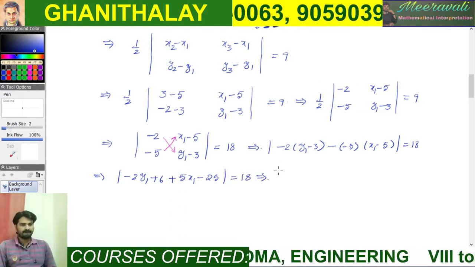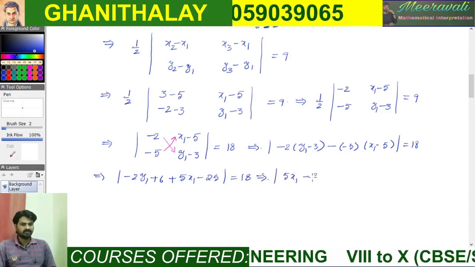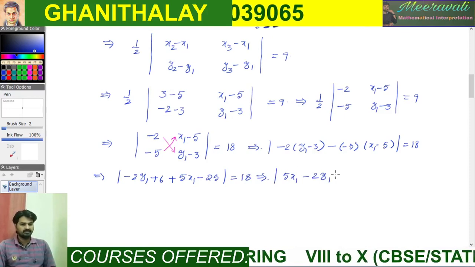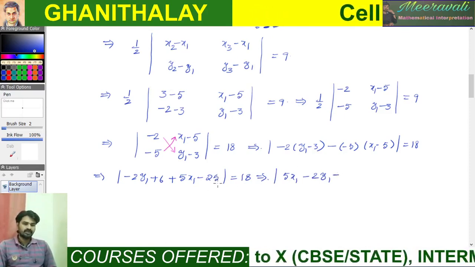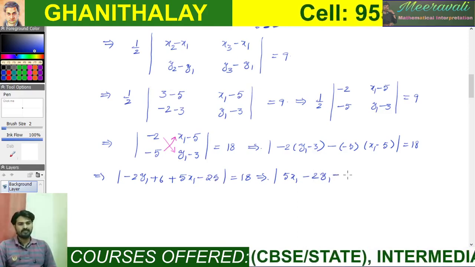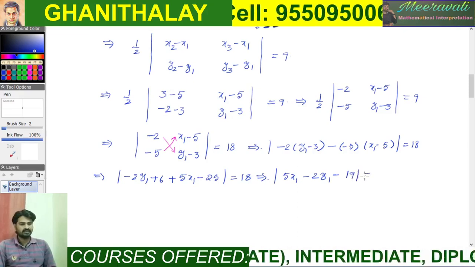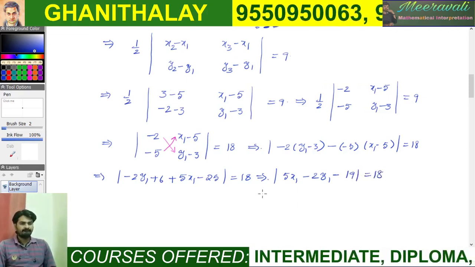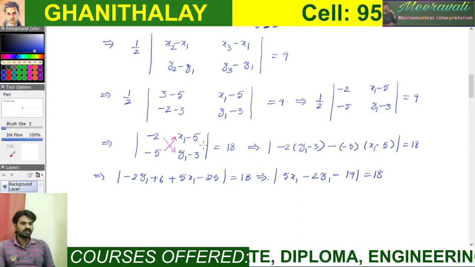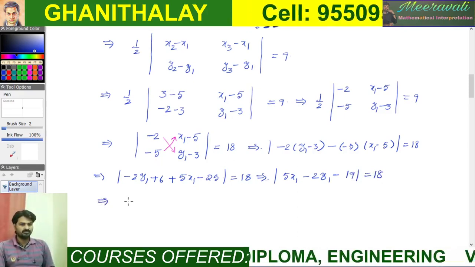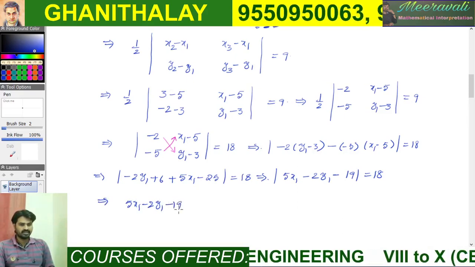Here simplifying, first you can write the x1 term, next the y1 term, next the constant term: minus 25 minus 6, how much? 19. Minus 19 is equal to 18. Okay, now you can remove the modulus value: 5x1 minus 2y1 minus 19.